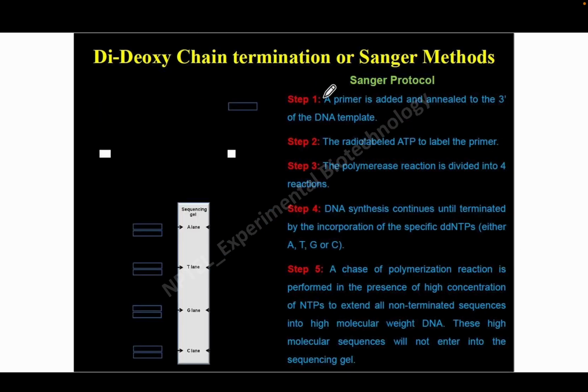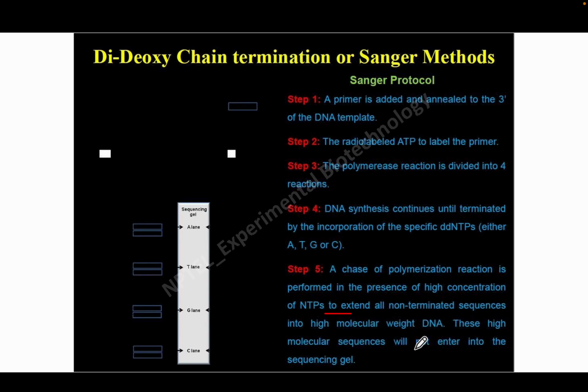Sanger protocol, step 1. A primer is added and annealed to the 3' end of the DNA template. Step 2. A radioactive ATP is added to label the primer. Step 3. The polymerase reaction is divided into 4 reactions. Step 4. DNA synthesis continues until terminated by the incorporation of specific ddNTPs. And step 5. A chase of the polymerization reaction is performed in the presence of high concentration of NTPs to extend all non-terminated sequences into high molecular weight DNA.